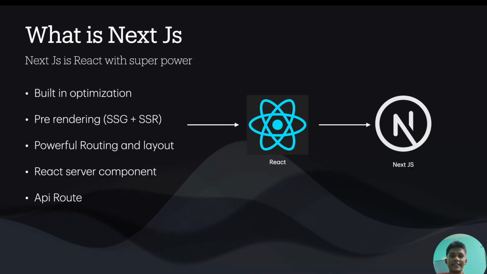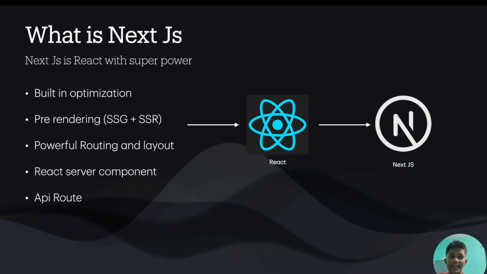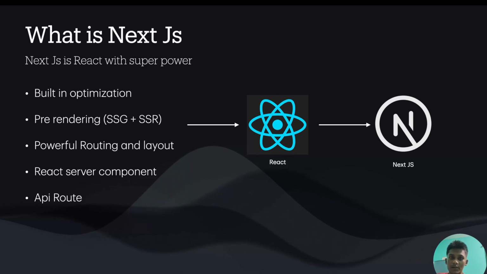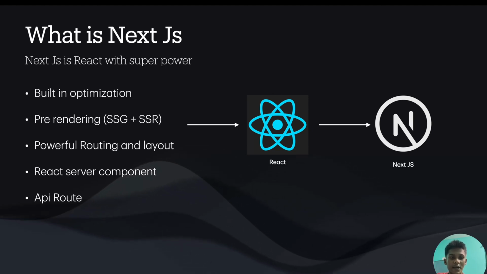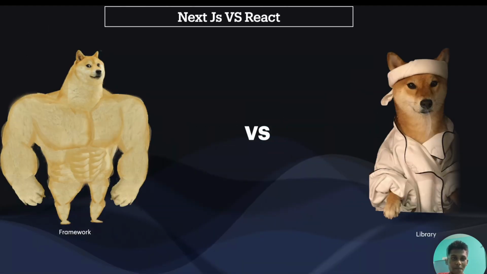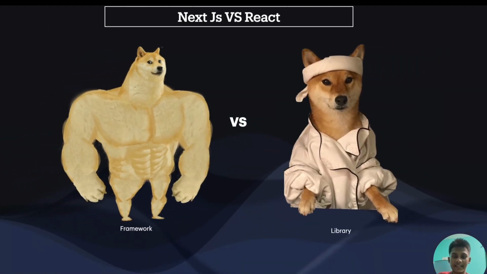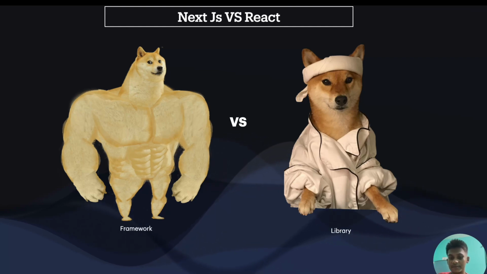So what is Next.js? In my words, Next.js is React with superpowers. The superpowers include built-in optimization, pre-rendering, powerful routing and layouts, React Server Components, API routes, and so on. Let's have a look at this slide. You can see the main difference between React and Next.js.